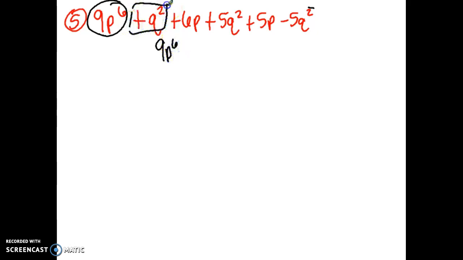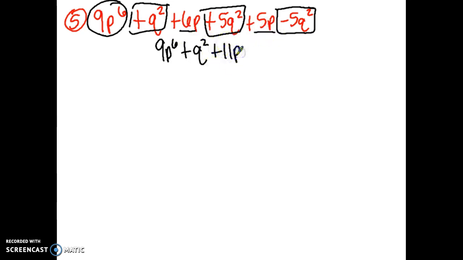Next, I have q squared plus 5q squared. 1 plus 5 is 6. 6 minus 5 is 1. If my coefficient is 1, I do not write the coefficient. I just write whatever the variable is with the exponent. Then I have 6p plus 5p, which is 11p.